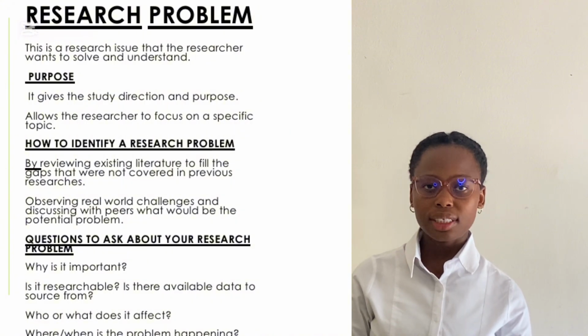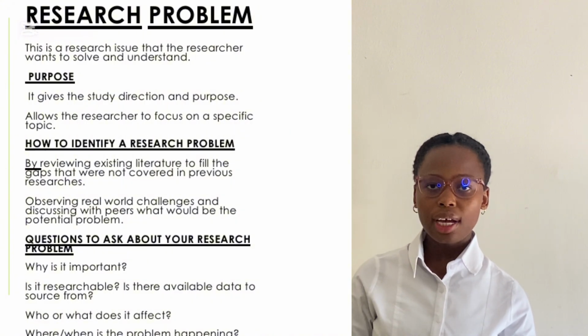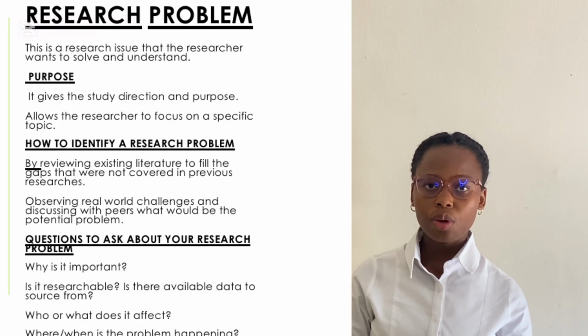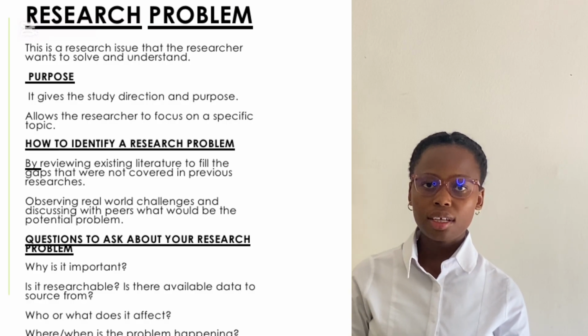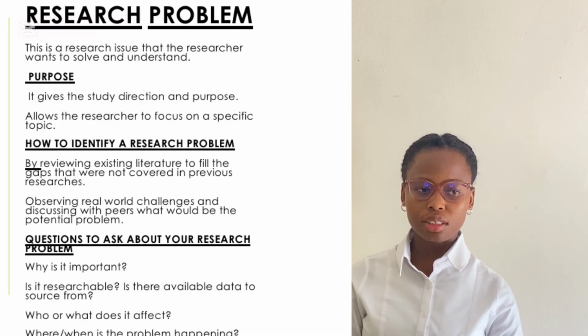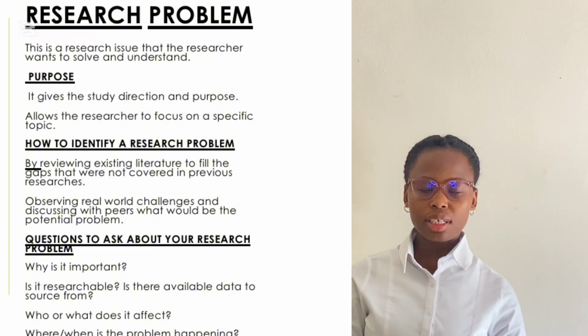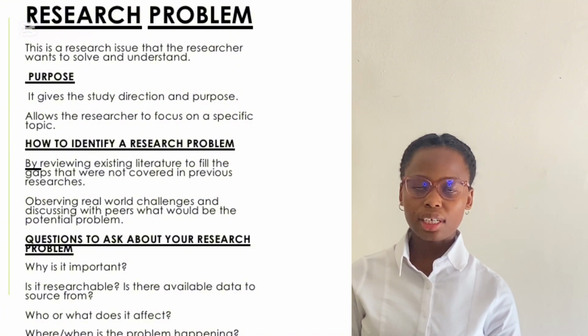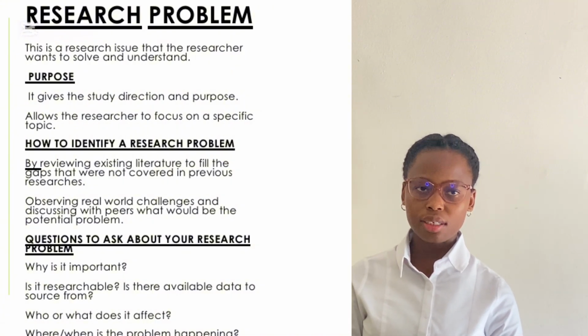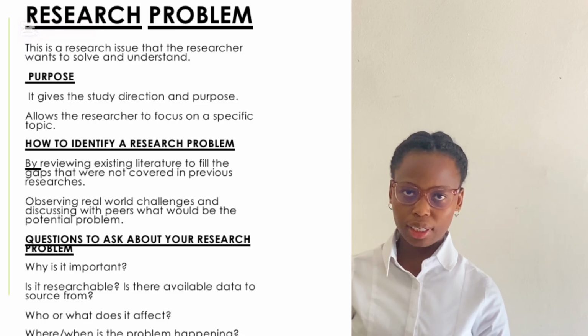Moving on to how to identify a research problem. We identify a research problem through reviewing existing literature to fill the gaps that were not covered in previous researches. The second one is observing real-world challenges and discussing them with peers. What will be the potential problem?